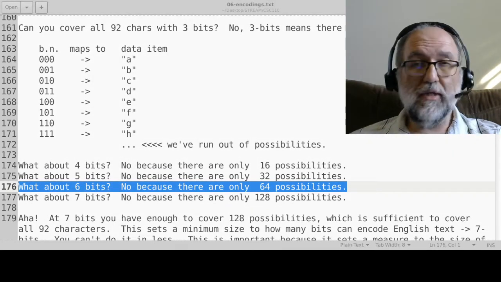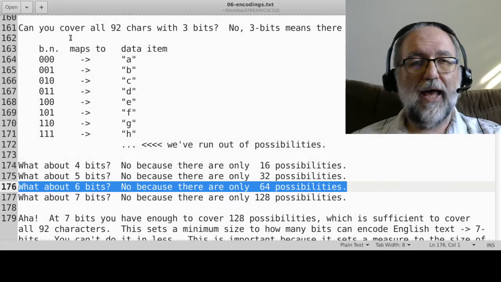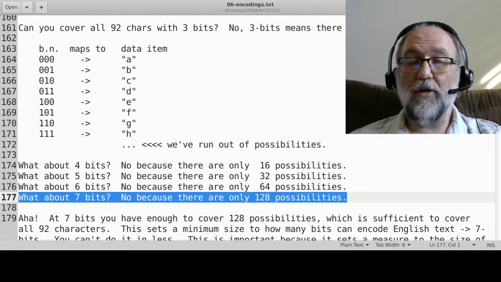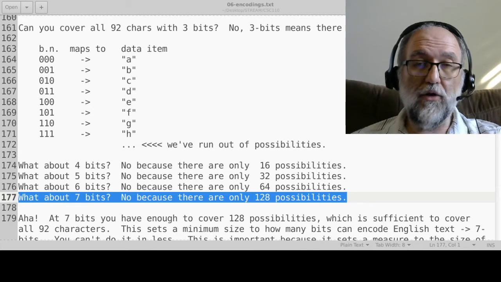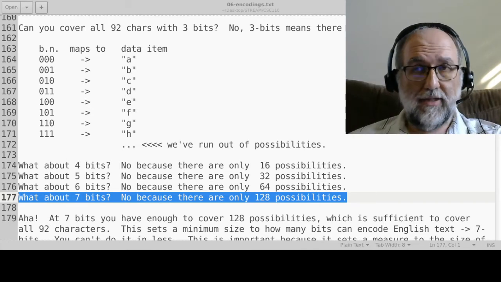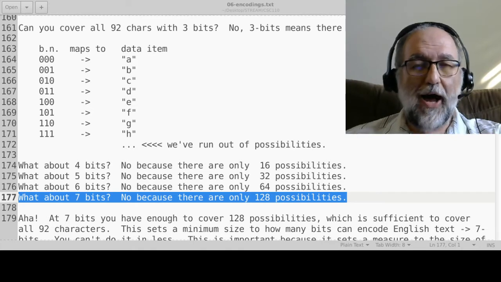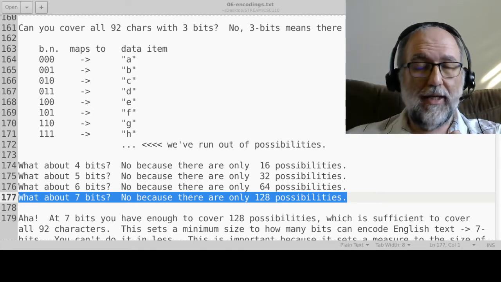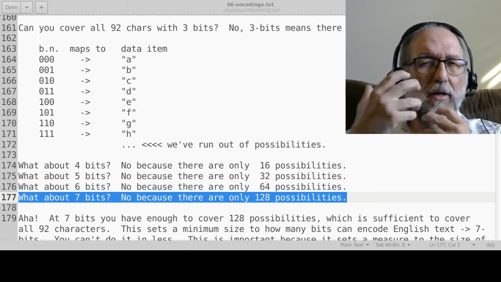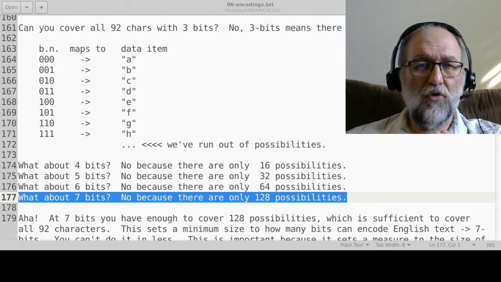And at 6 bits, you're still not enough. But at 7 bits, you reach 128. And with 128, will that cover 92? Yes. Okay? And so this is actually a measure of how much information is in one English letter. And you go, what do you mean? How do I know that? What do you mean it's how much information?